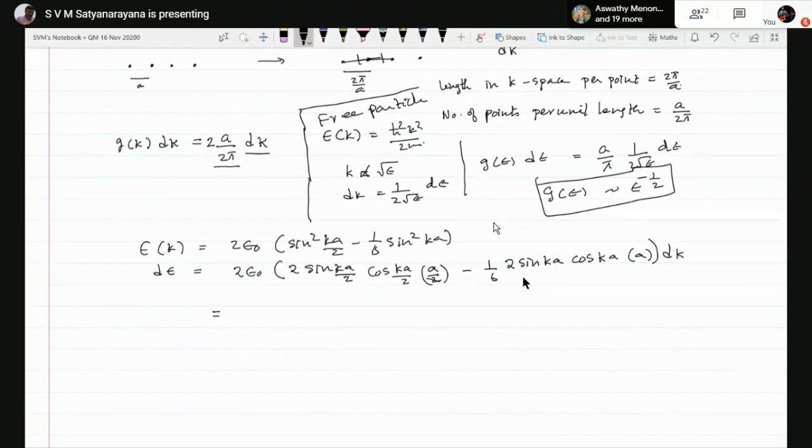So this is equal to, cancelling, A epsilon naught times sine Ka by 2 Ka by 2. So this will be like sine Ka minus here I have 1 by 3 sine Ka. 2 sine Ka cos Ka is basically sine 2Ka.